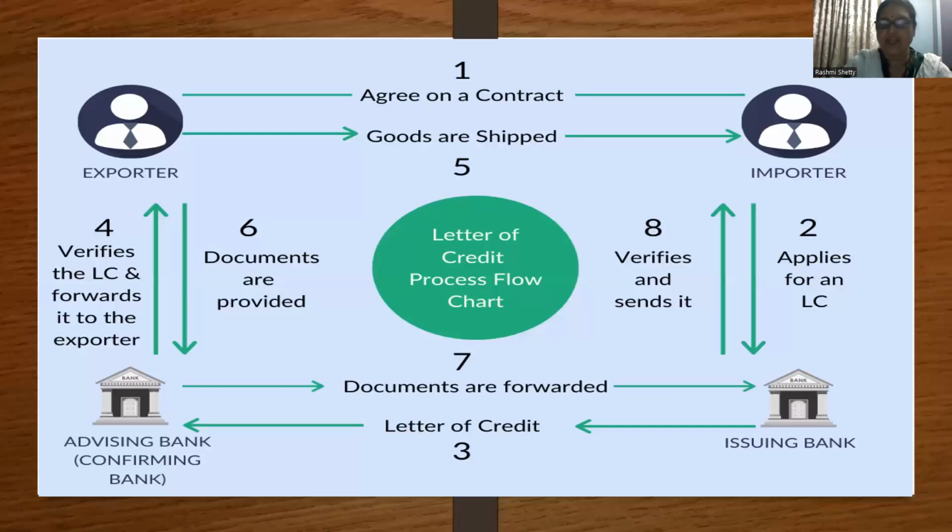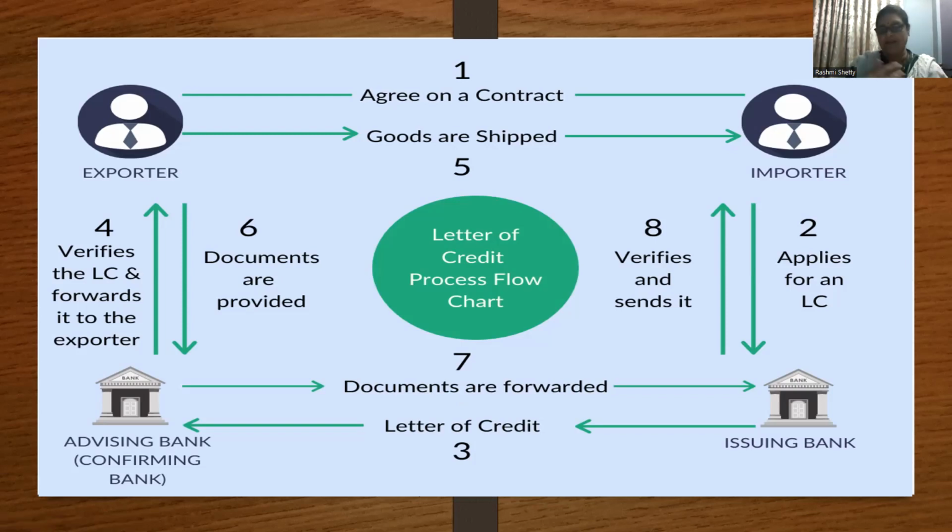Basically we are discussing the method of payment between exporter and importer. If you look at the left hand corner, there is an exporter and an importer. They agree to a contract. That is the first step. As soon as the exporter agrees to the contract, he will ask the importer to provide a letter of credit, a banker who will guarantee that you will make the payment for my goods. The importer will apply for an LC, and that bank is called the issuing bank. This is actually the importer's bank.